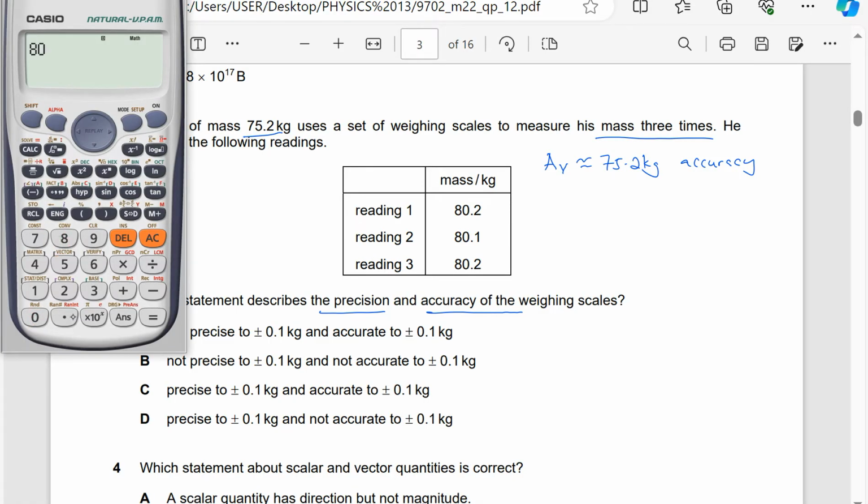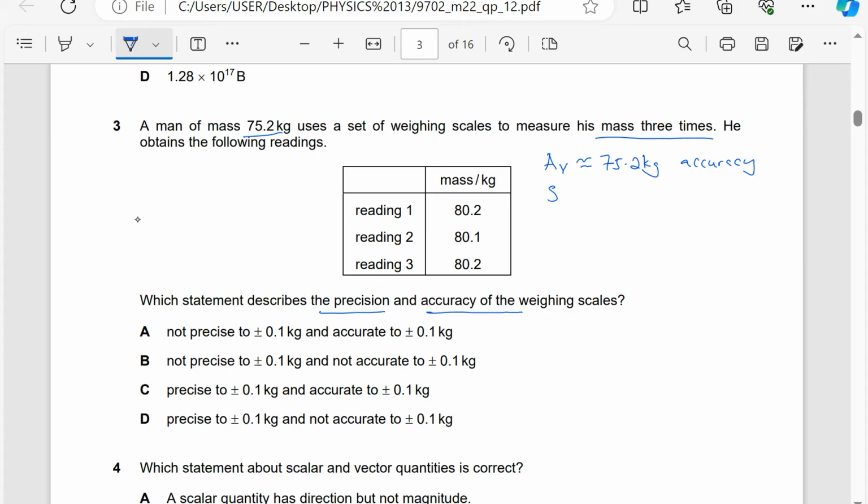You can even check: 80.2 times 2 plus 80.1, divided by 3. So the average is approximately 80.2. The average is not close; 80.2 is much bigger than 75.2. So we can say there is no accuracy. Wherever they say it is accurate, we cancel out. So we cancel out this one and this one, which means A and C are not correct.